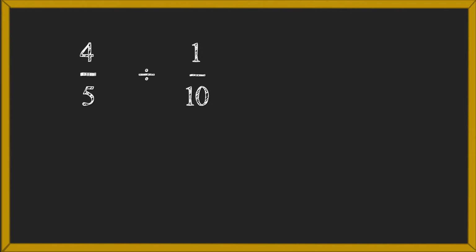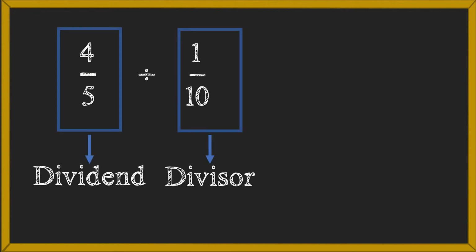Before we start dividing these fractions, it is important to identify what is the dividend and what is the divisor. You cannot swap the places of these two, because if you do, your answer will automatically be wrong. The dividend is the number which is being divided. The number by which the other number is being divided is called the divisor. Again, you cannot swap the places of the dividend and the divisor. Let's start.